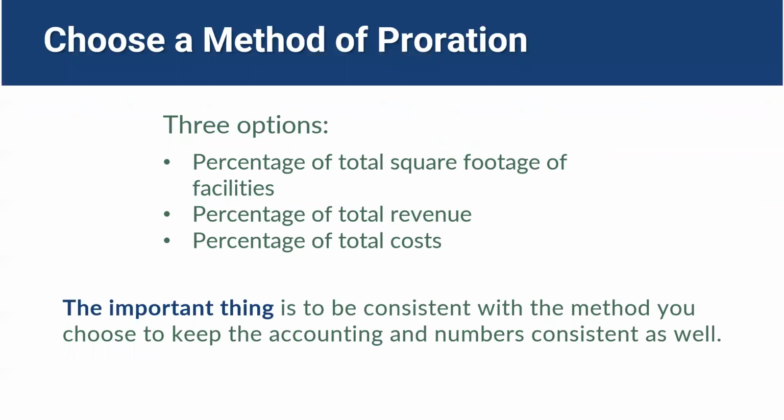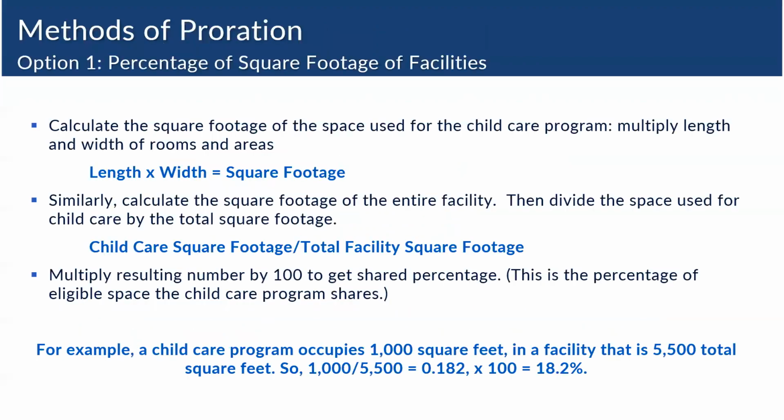The next step is to choose a method of proration. Figuring out exactly which expenses are eligible business expenses requires choosing a method of proration. 3 options that you could use are percentage of total square footage of facilities, percentage of total revenue, and percentage of total costs. Whichever method you choose, the important thing is to be consistent. That will keep your numbers and your accounting consistent as well.